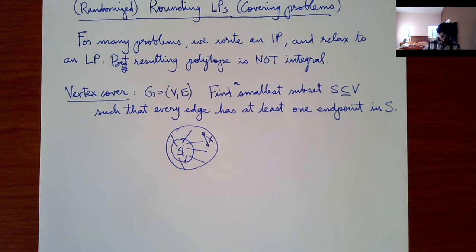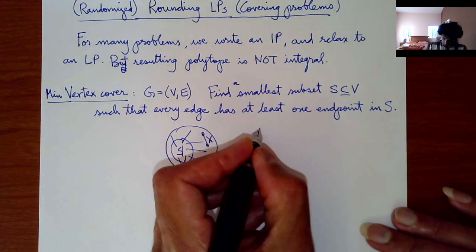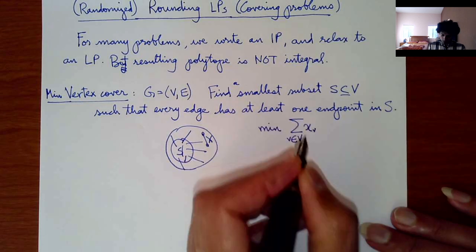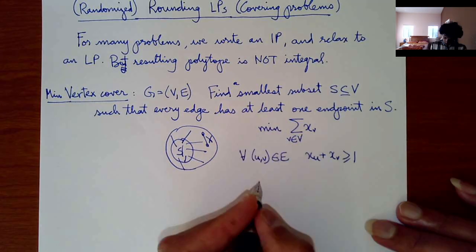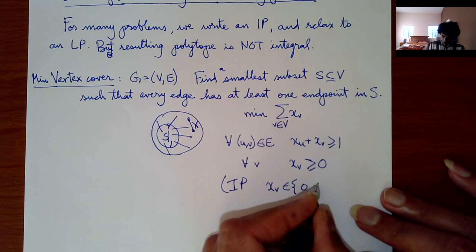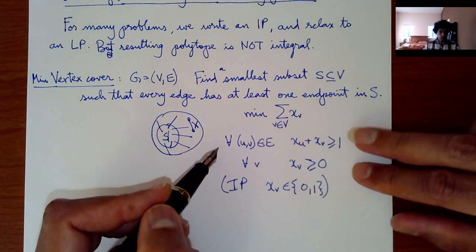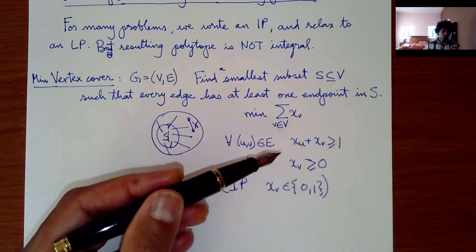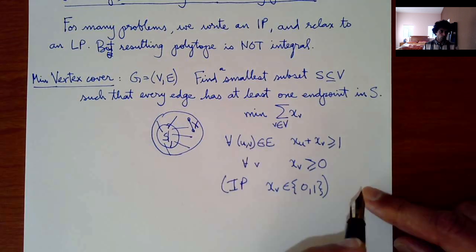We can write an LP for this, and the LP is fairly easy to write. We sum over all vertices of xv, and we have a constraint that for all edges, xu plus xv has to be at least 1, and of course we have a non-negativity constraint. Now in the IP, we would have said xv has to be in {0, 1}. So the IP would have had an integral constraint on xv, and if xv is either 0 or 1, then this integer program is exactly vertex cover, because for any edge, the sum of those variables has to be at least 1, which means one of them has to be 1. On the other hand, in the relaxation, we just keep a non-negativity constraint.